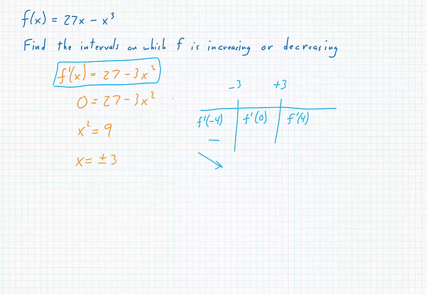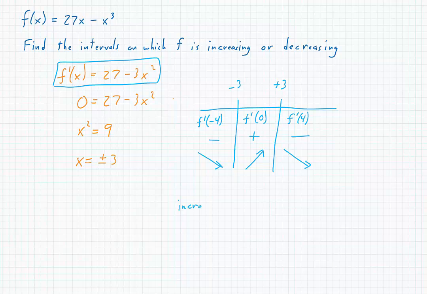So I'm decreasing here. When I plug in 0, I'm just going to end up with positive 27. Nice positive number. I'm increasing here. And when I plug in 4 and square it, I'm going to get 16 times 3 is 48. 27 minus 48 again. We're negative. So we're going to be decreasing.